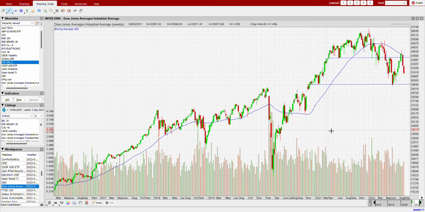Now, if I'm going to short this, which I won't, I would have shorted this around here when there's a shooting star on the week of the 19th of August. Okay, I would have shorted it over here, and with the stop loss at around 34,300.